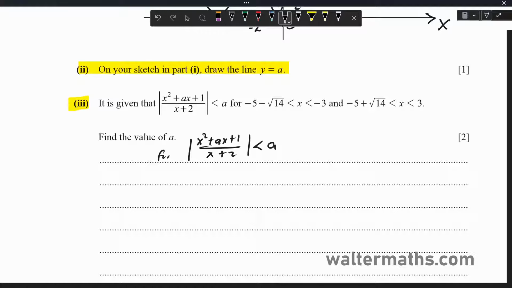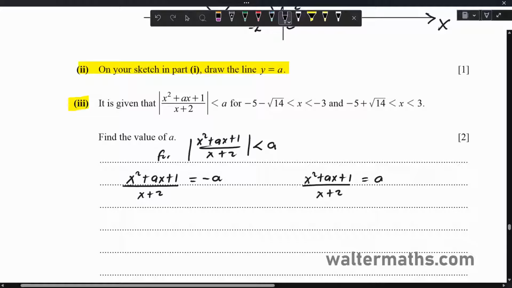So for its solutions, we're going to consider x squared plus ax plus 1 over x plus 2 is equal to plus or minus a. So essentially, it is going to be equal to minus a, and x squared plus ax plus 1 over x plus 2 is equal to positive a. All right. So this is essentially what we have.